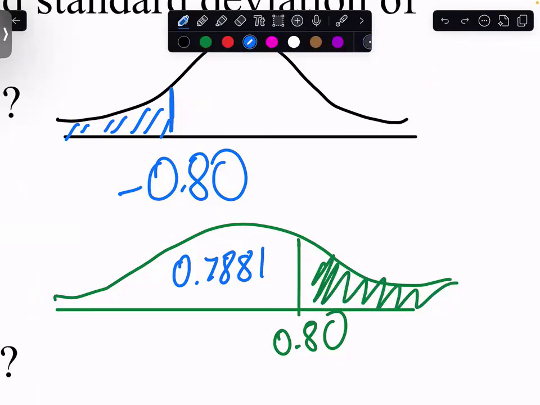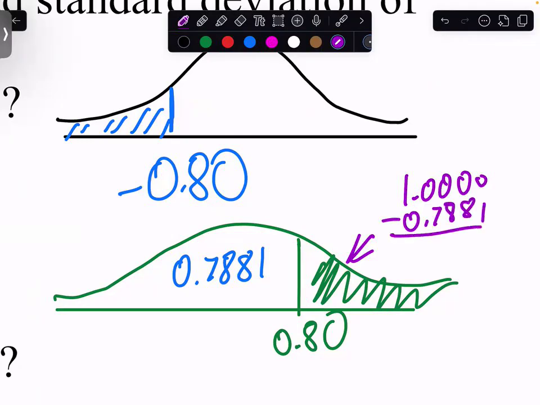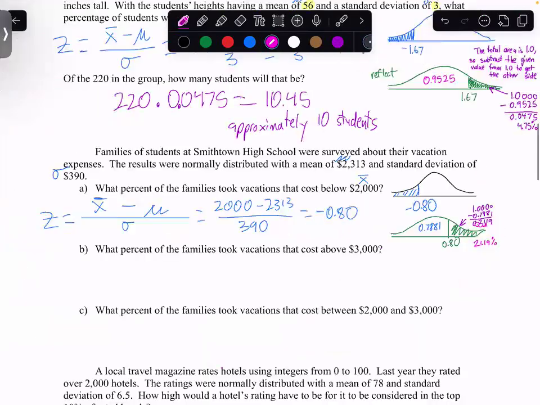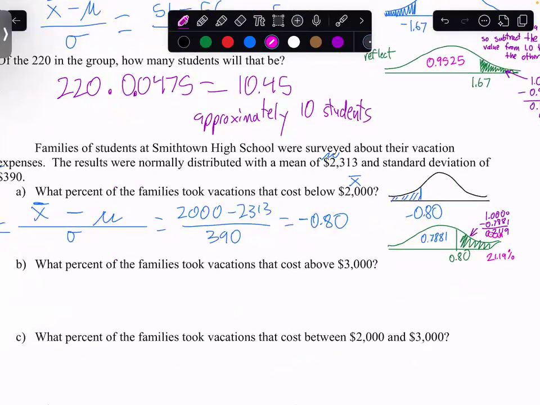So here we again need to subtract from one whole. And then lastly, to convert to percent form, we move the decimal point twice. 21.19% of families took vacations that cost below $2,000.